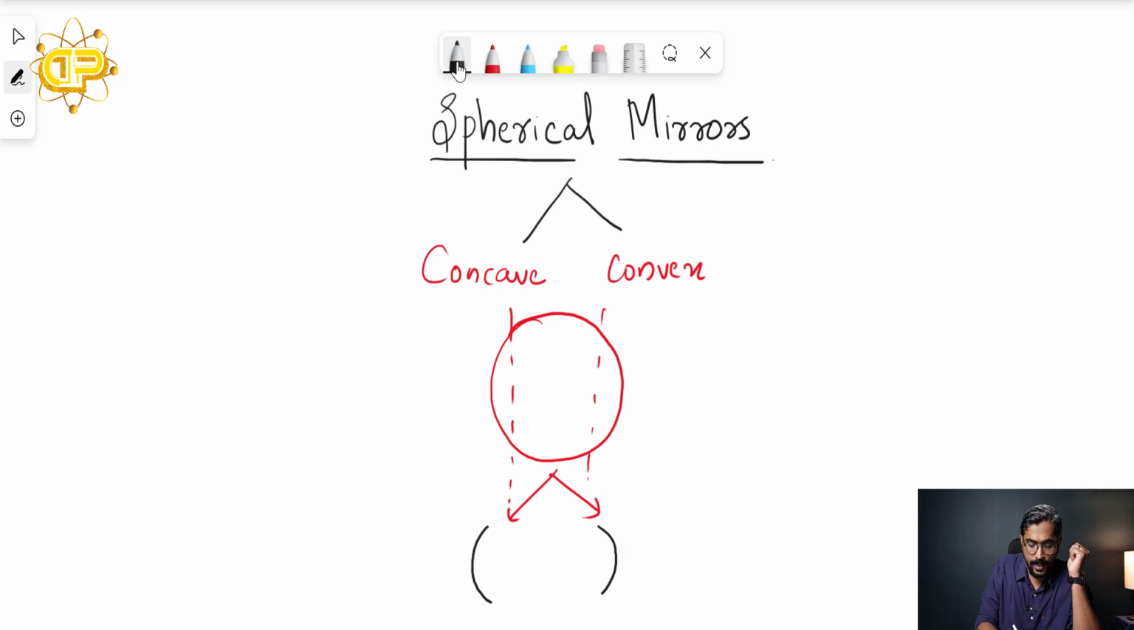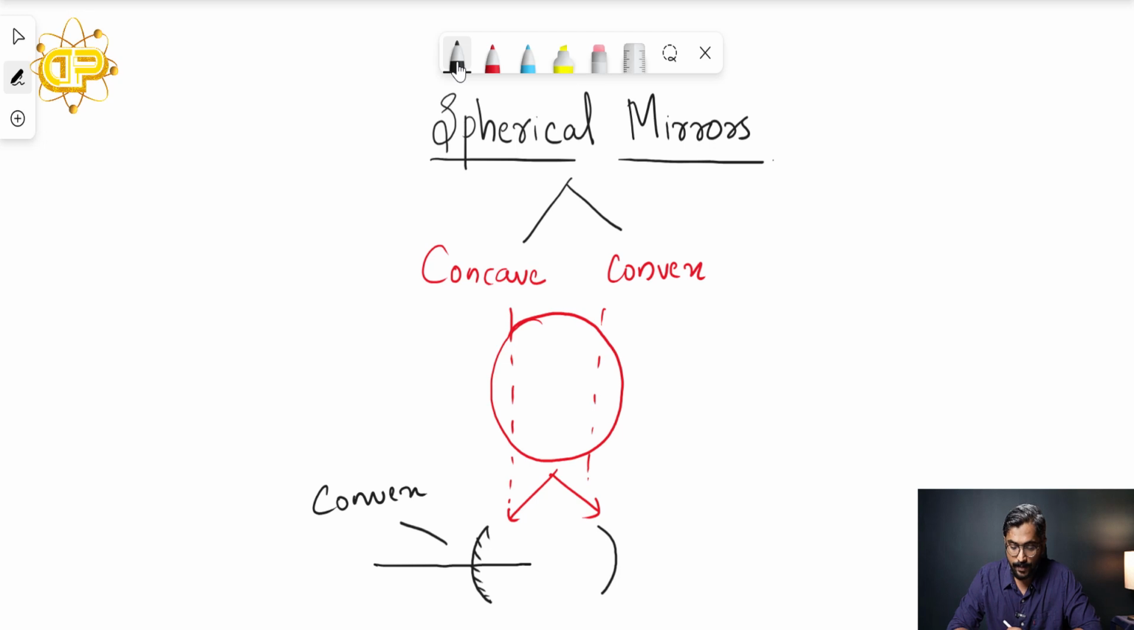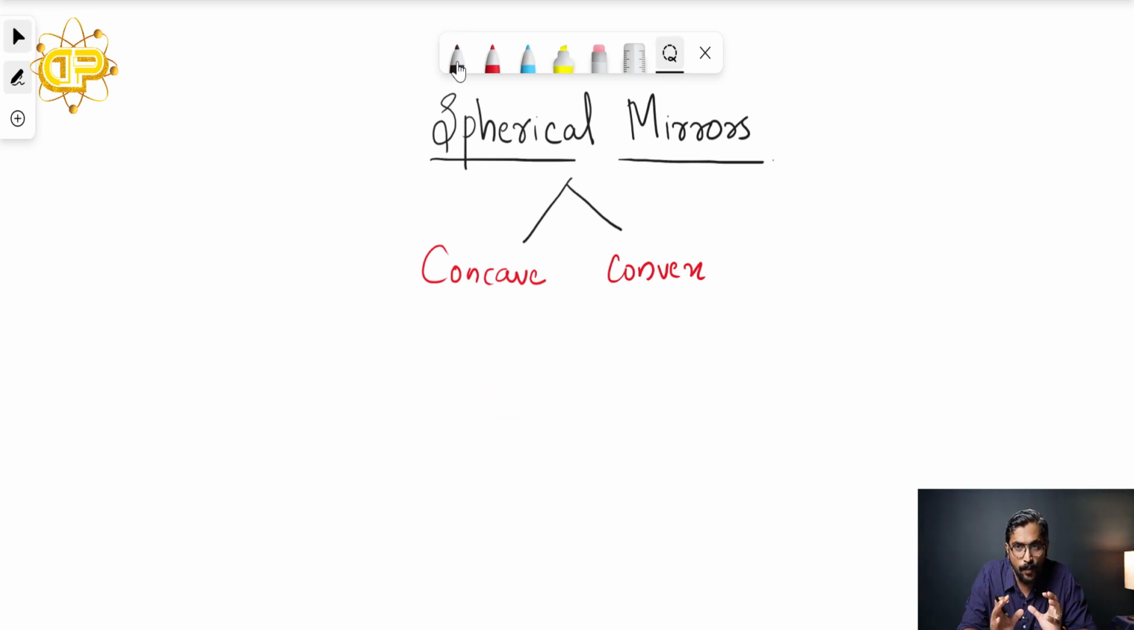And if you're painting this side, then the reflecting part will be bulged out. We call it a convex mirror. And in the second case, the reflecting part will be curved inside, and we call it a concave mirror. If you observe the diagram, the reflecting part is like a cave, so that's why we call it a concave mirror.